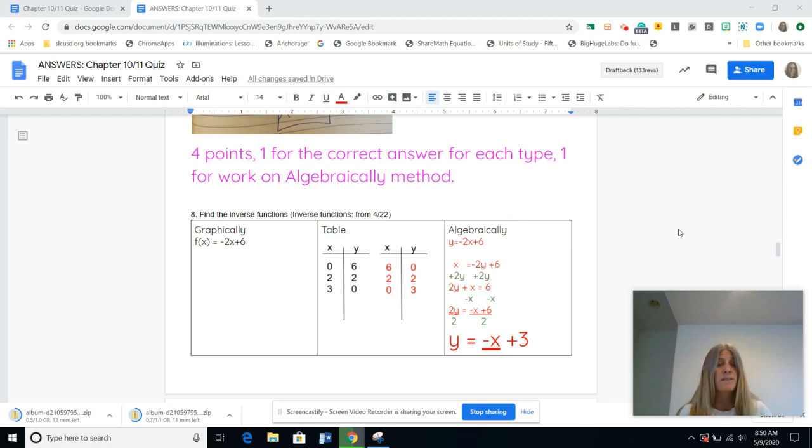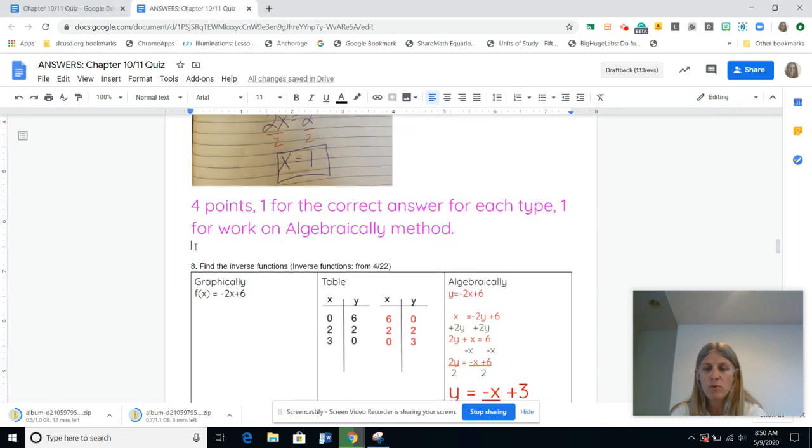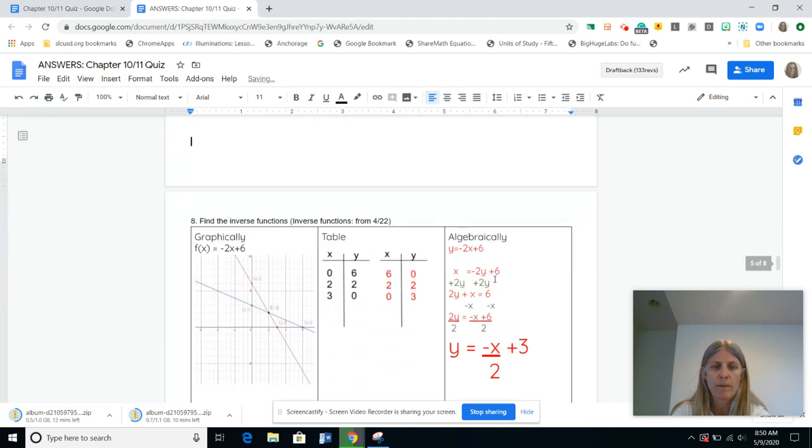Okay, ladies and gentlemen, this is our third video for the third page of correcting your quiz. So what we're working on now is inverse functions, and you're going to go ahead and find the correct answer for each type of function and 1 extra point for the work for your algebra. I'm going to go ahead and move this down so that all of our answers show on one item.